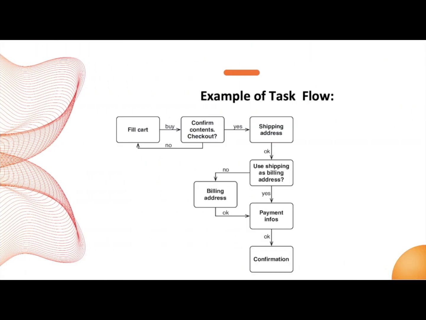The last one is the task flow. I have just cropped out a simple example for an e-commerce website. We take out a specific task from the user flow, expand it with more details, and name it task flow. For example, if you are reviewing your filling cart option, your checkout experience, it has fill cart, confirm contents, shipping address, use shipping as billing address, payment, and confirmation. In the user flow, we have done it like fill cart option, then checkout, and then confirmation. But here we have taken a little more detail like confirm contents and shipping address, and we have just expanded out that checkout experience for the task flow example.